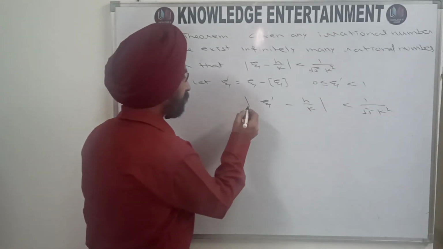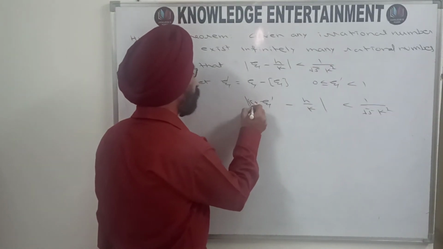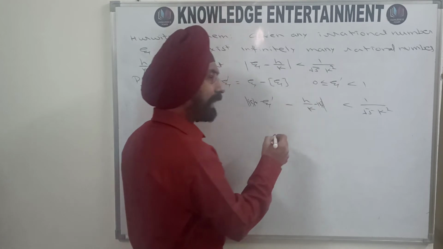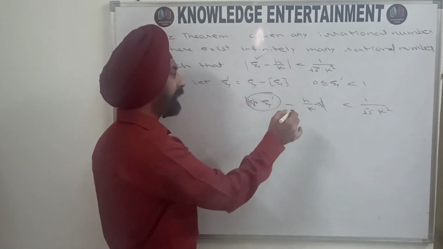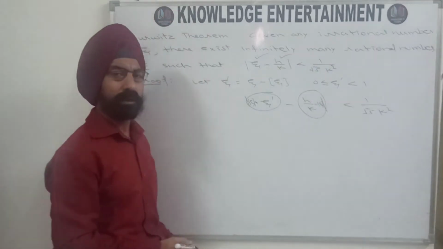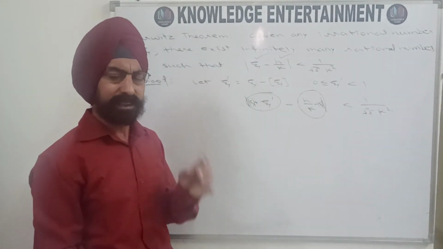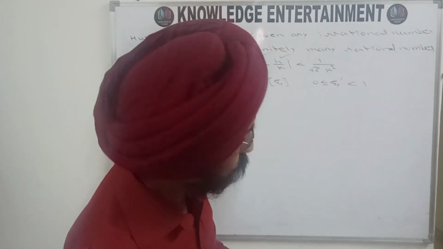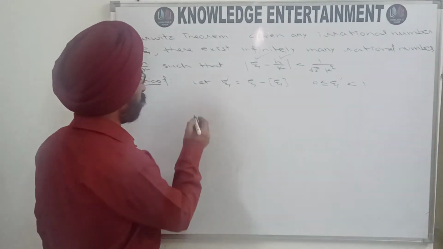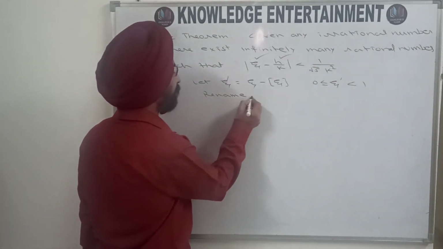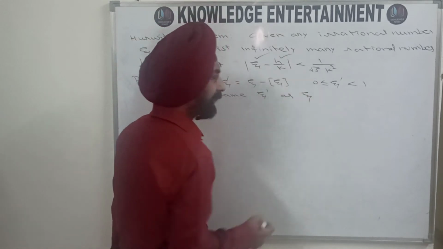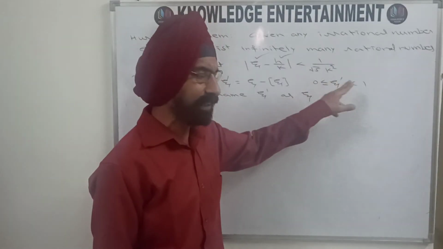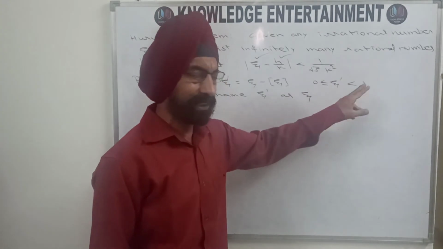Because if you have proved the theorem for xi dash, then what do you do? Just add the integral part of xi and subtract the integral part of xi. So what will this be? This will be your xi, and this number will be another rational number required. So that means it is sufficient to prove the theorem for xi dash in place of xi. So rename xi dash as xi, and now we will prove the theorem for this xi, which is a fraction which lies between 0 and 1, which may be equal to 0 but is strictly less than 1.